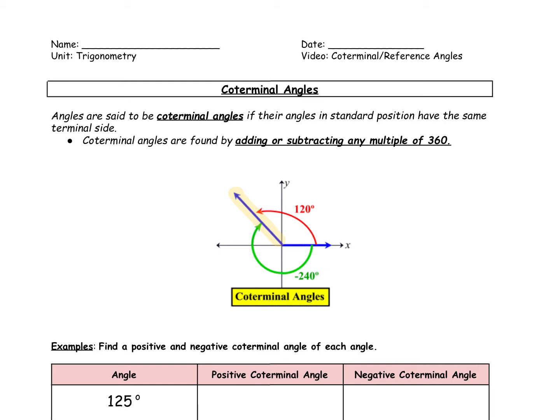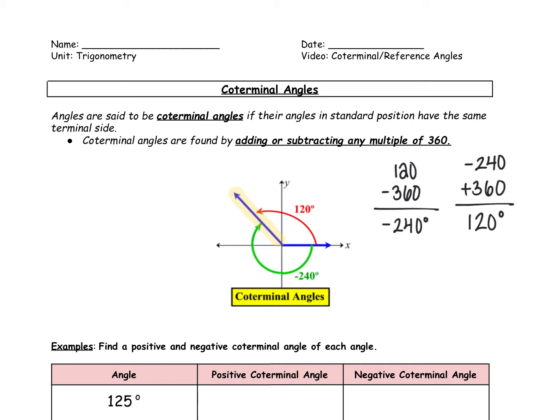Well, you could take 120 and subtract 360. Take a minute, pause the video, put that in your calculator, and see what you get. So if you subtract 360, you should get negative 240. Now, what you also could do is take the negative 240 and add 360. Go ahead, pause the video, see what you get there. You should get 120.